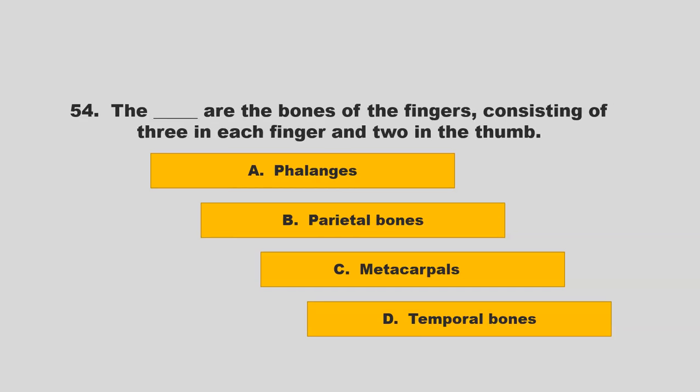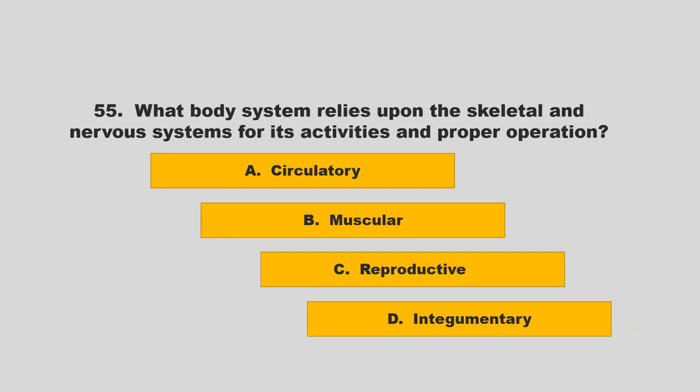The blank are the bones of the fingers, consisting of 3 in each finger and 2 in the thumb. Phalanges, parietal bones, metacarpals, temporal bones. If you chose A, phalanges, you are correct.